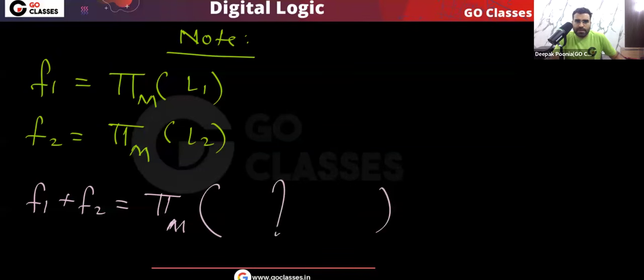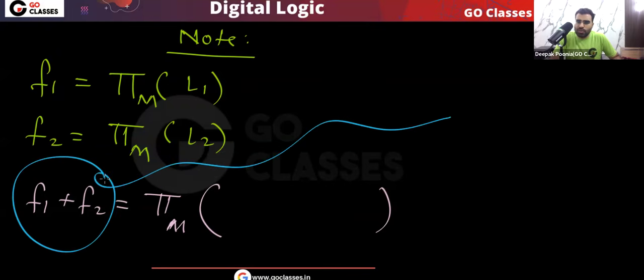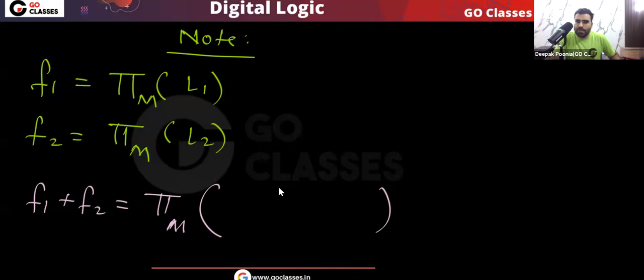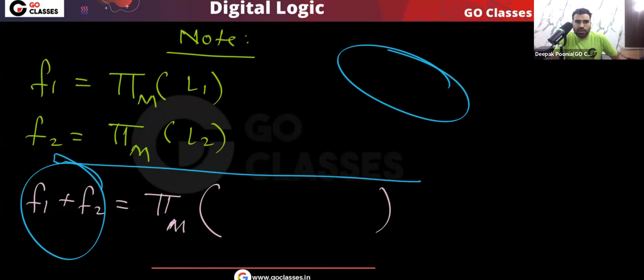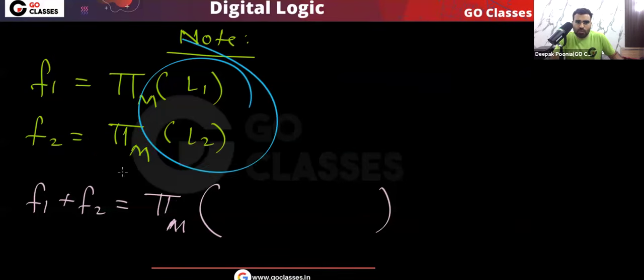So what should I write here? Tell me. Just use the logic. I want the max term list of F1 or F2. Means I want those row numbers, those indexes, those input combinations where F1 or F2 is 0. F1 or F2 will be 0 if and only if both F1 and F2 are 0. Yes or no? You can see for any input combination, F1 or F2 will be 0 if and only if for that input combination both F1 and F2 are 0. Yes or no? So I will take the intersection of L1 and L2.